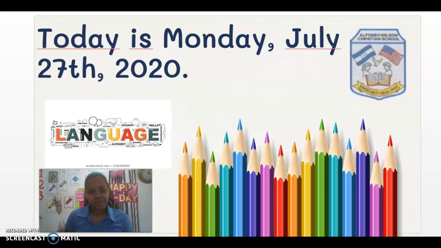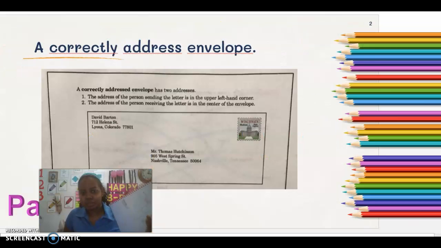Today in our language class, we are going to learn about addressing an envelope. Today is Monday, July 27, 2020. So we are going to work today in the book on page 71. Look for your language book on page 71, please. Here I have it.